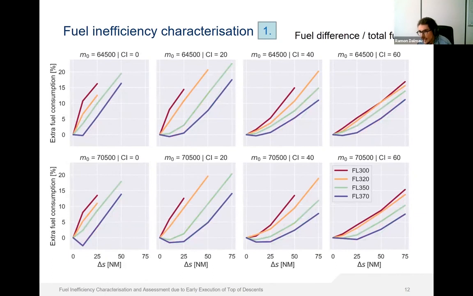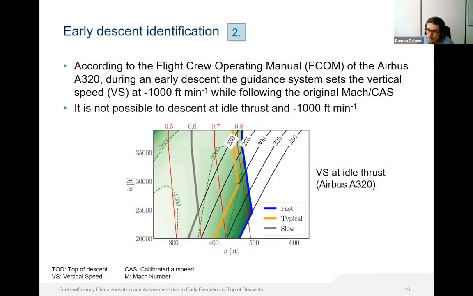This slide shows exactly the same results, but in relative terms. That is, the difference shown in the previous slide divided by the total fuel consumption of the trajectory plan. And the results show that the extra fuel consumption could be as high as 20% in relative terms. So far, we have analyzed the extra fuel consumption by using simulated trajectories, comparing each one of the simulated early descents with the corresponding idle thrust trajectory plan.